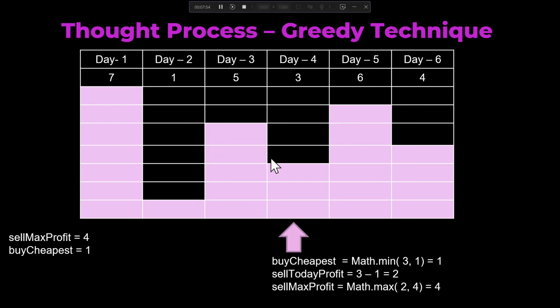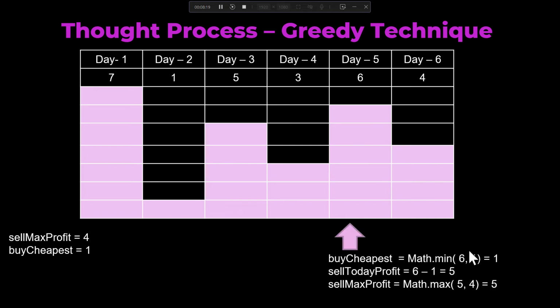3 again, so we compare the current price with the buy cheapest, which is 3 and 1, of course 1 is lower. For today's profit, we subtract 3 minus 1, the profit will be 2. We compare the current profit and the max profit. So 2 and 4, of course 4 is higher. Next, we are now on day 5. From here we can see that the values are 6 and 1.